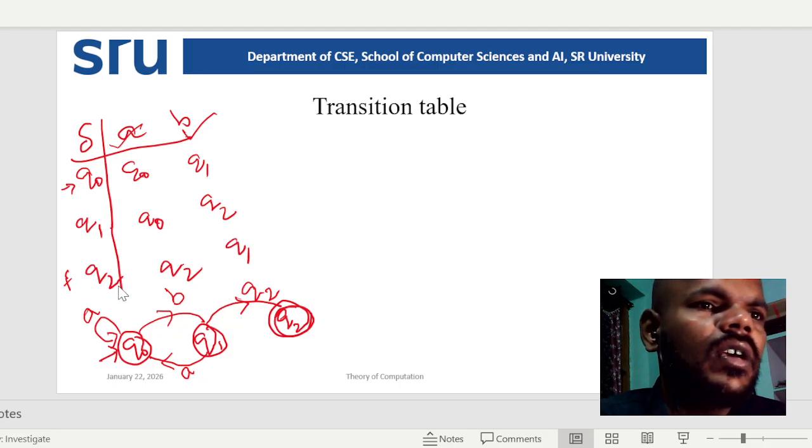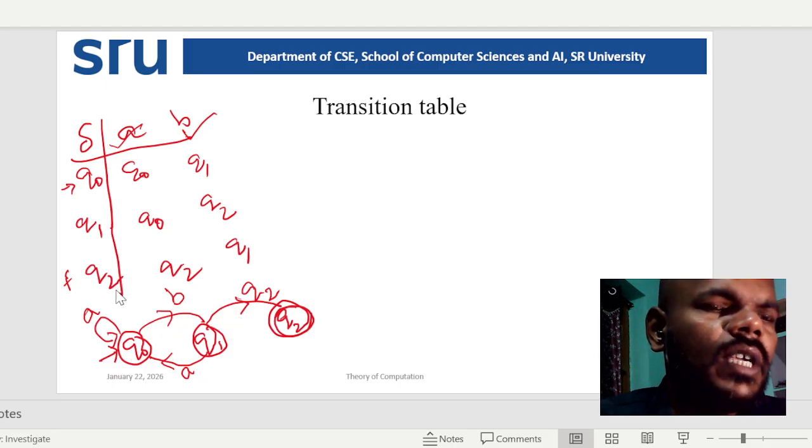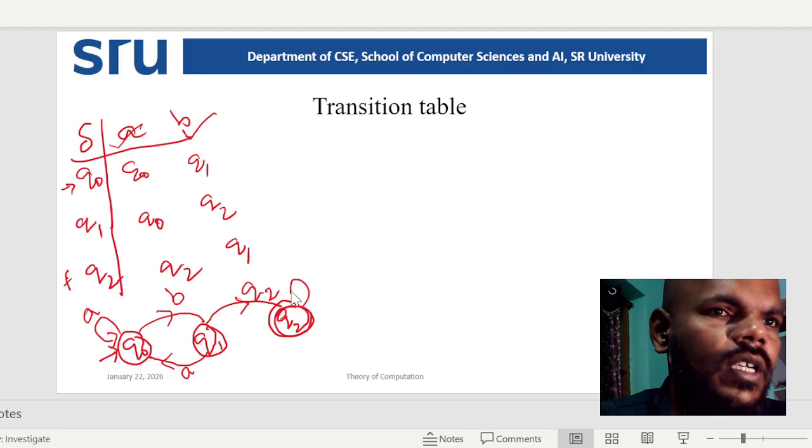Next, go to the Q2 state. On Q2 state, if I am giving a as the input symbol, where is it going? Q2. You write a as the input symbol. On Q2 state, if I am giving b, where is it going? It is going to the Q1 state. You write Q1.